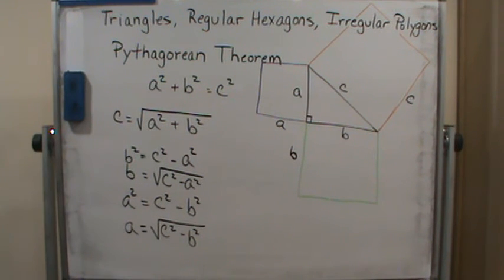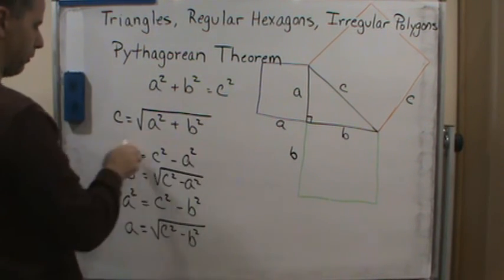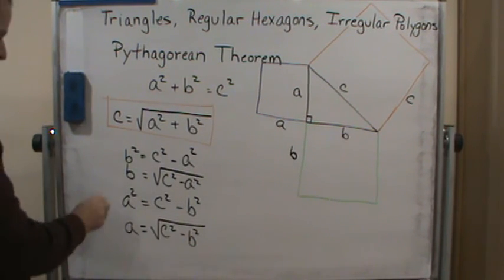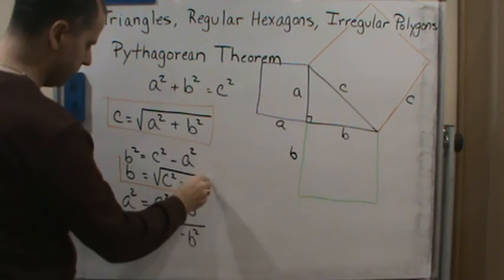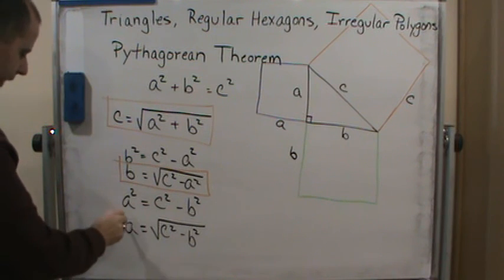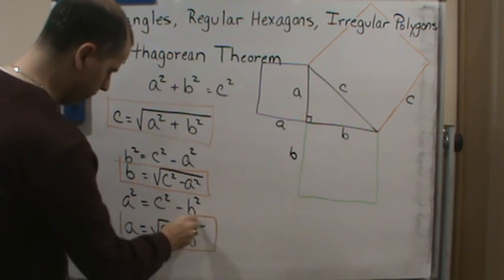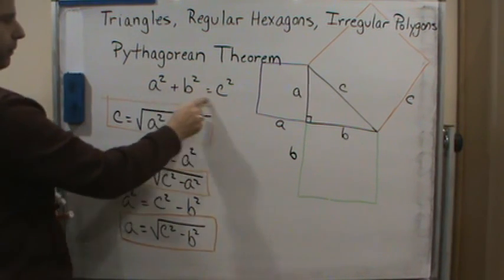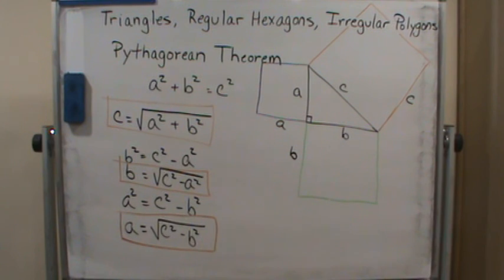Okay? So then we get three other equivalent results from the Pythagorean identity. We could use this to solve for C, we could use this to solve for B, and we could use this one to solve for A. Okay? But it all comes from this Pythagorean identity. Okay?